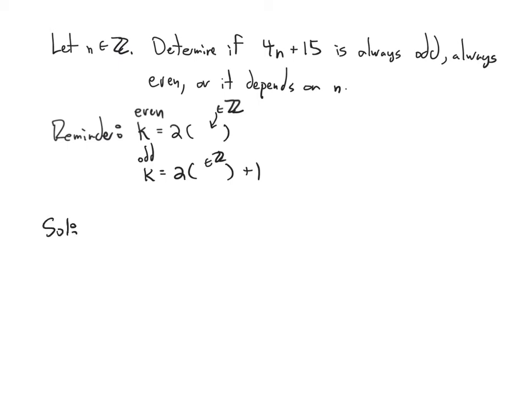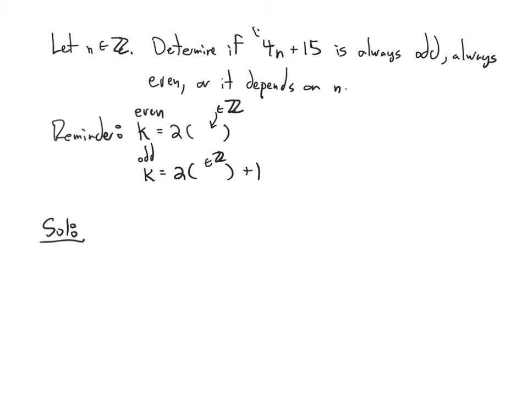Okay, so now that we're back, the first thing I notice is that this number here, 15, is odd. This number is even. So it looks like I can just remove a 1 from here. Just write this as 4n plus 14 plus 1. And then I could factor out a 2. So let me do that.